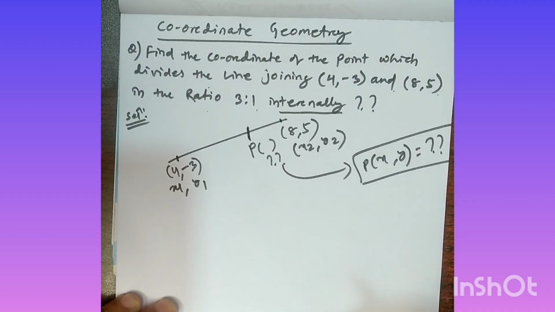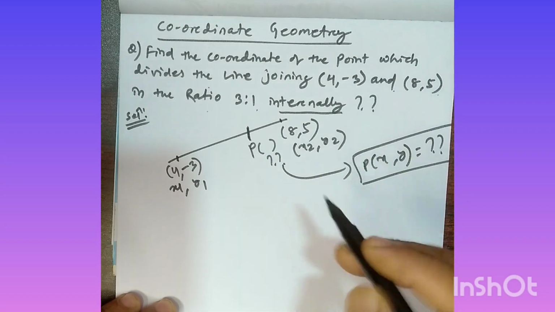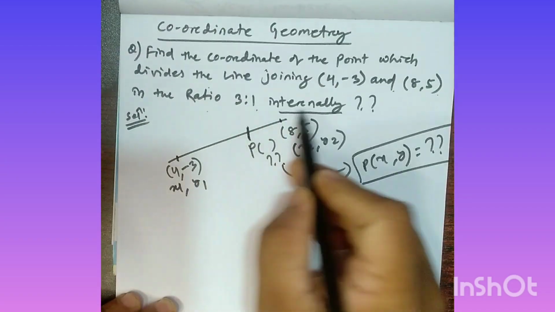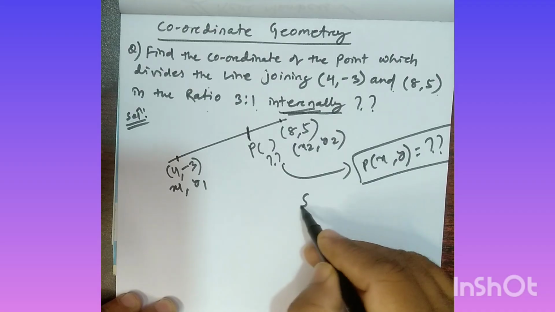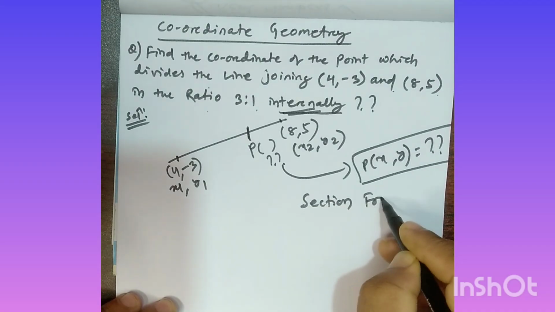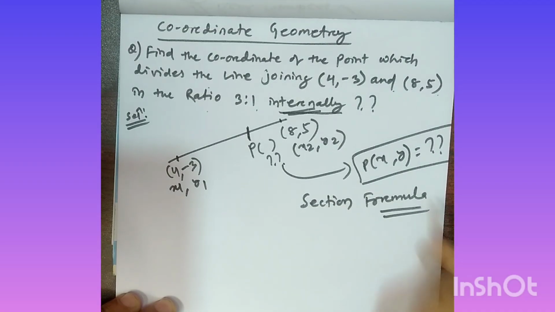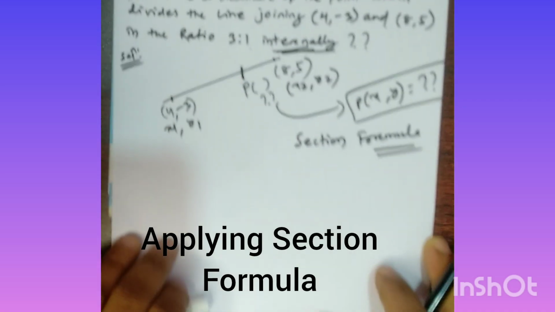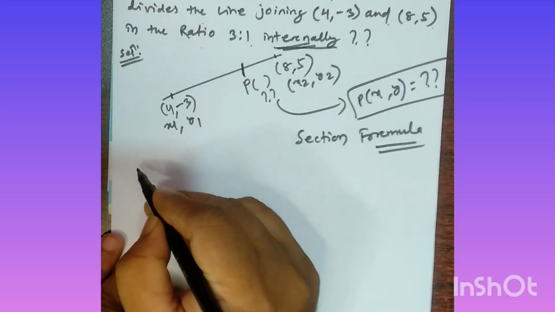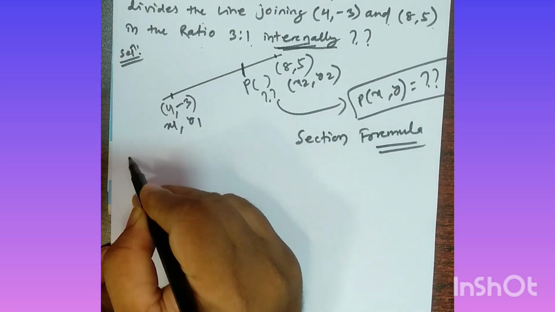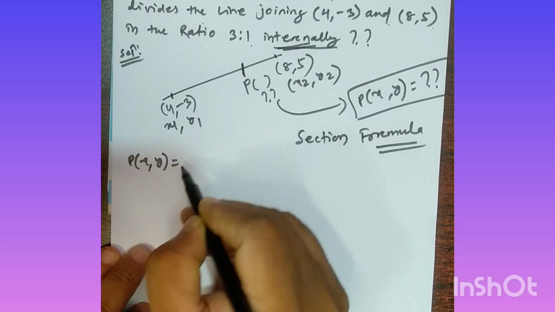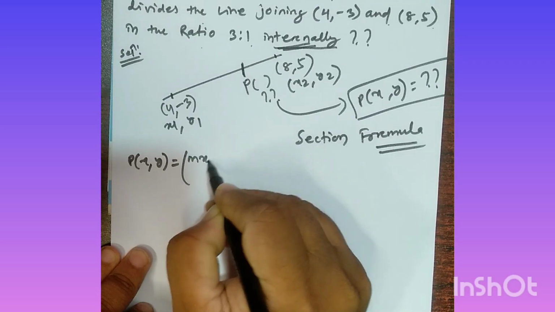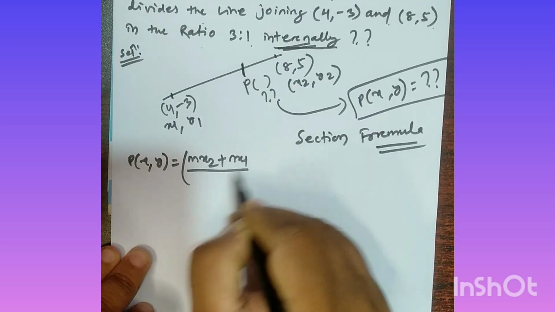How can you find it? You have to apply the section formula. Look at the question: in the ratio 3:1 internally. So you have to apply the section formula. Which formula do you have to use? The section formula. What is the section formula? I'm writing it over here. P(x, y) can be written as (mx2 + nx1) by (m + n).